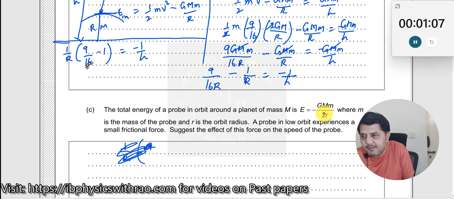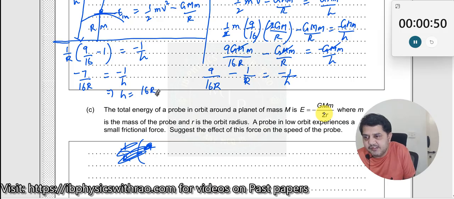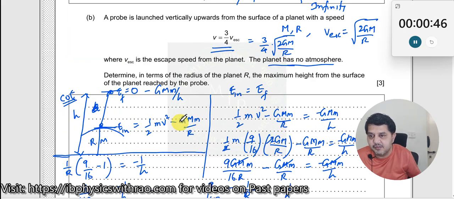So what is this 9 by 16? I take 16 common here: 9 minus 16 by 16, which should be equal to minus 7 by 16r, which should be equal to minus 1 by h. This implies h should be equal to 16r by 7. H should be equal to 16r by 7. But read the question once again.